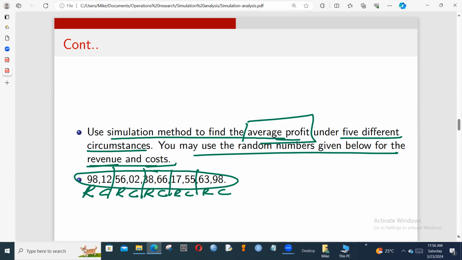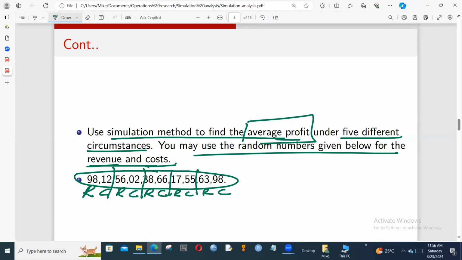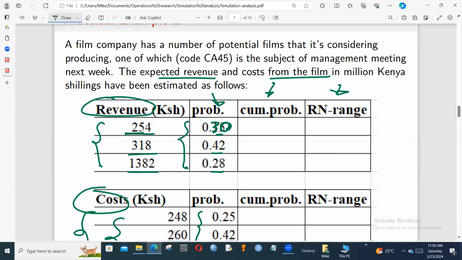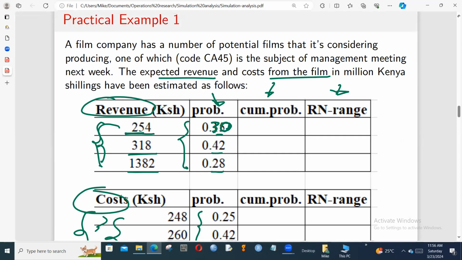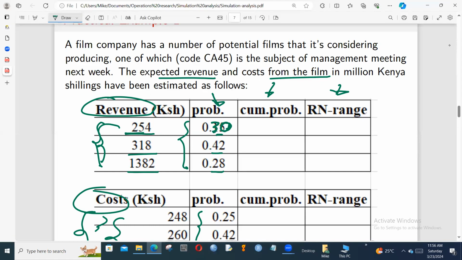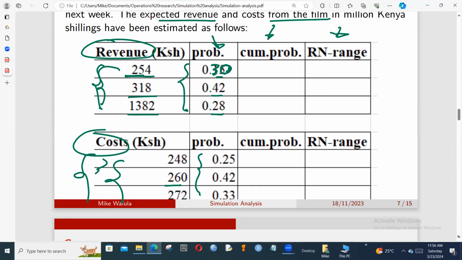So when they are talking of 5 trials or 5 circumstances or 5 runs, they are talking of pairs because you have 2 variables here. That's why you can see the number of outcomes here for revenue is also equal to the number of outcomes here for cost, so that when you're calculating the profit, we get the profit per outcome. Then we are able to sum and maybe get the average at the end of it all. So maybe quickly we begin by creating the cumulative probabilities for these 2 variables before we begin discussing. So let's fill these 2 columns, the cumulative probability and the random number range, maybe quickly.